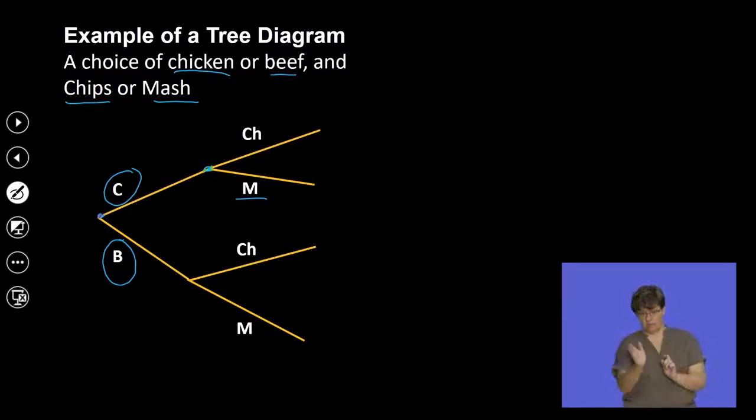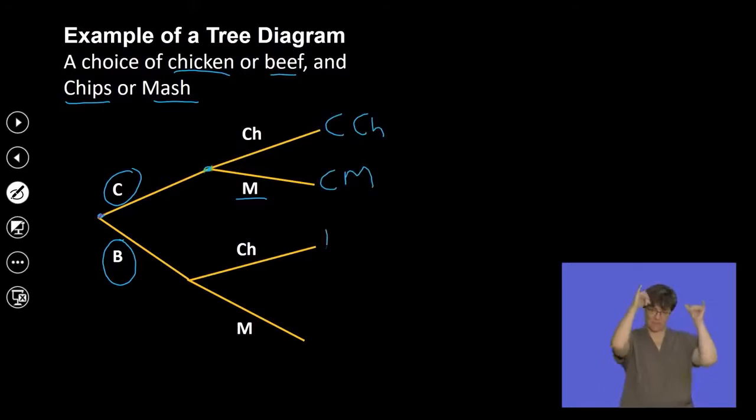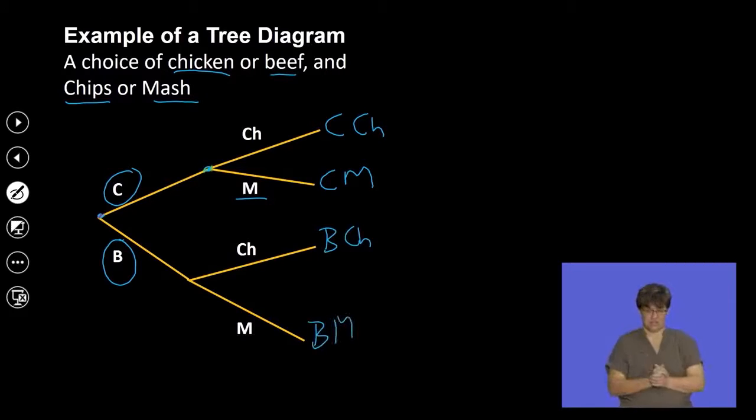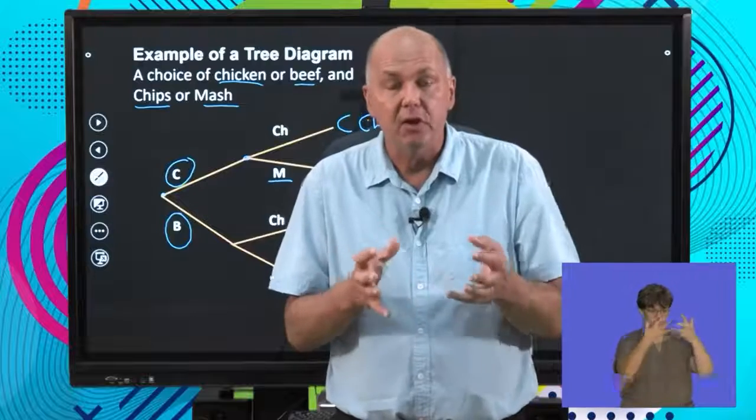So in this situation, this outcome is chicken and chips. This outcome is chicken and mash. This outcome would be beef and chips. And this outcome would be beef and mash. And so we can see all the possible outcomes, possible combinations of making those choices.